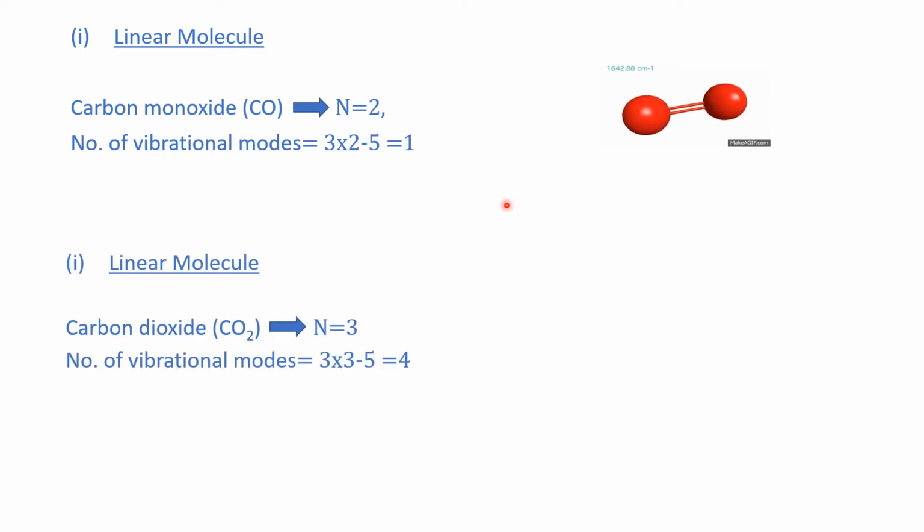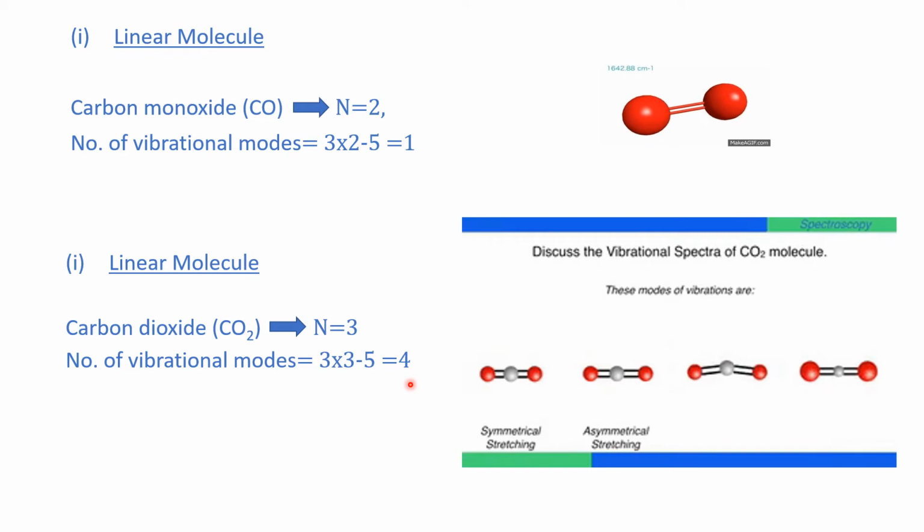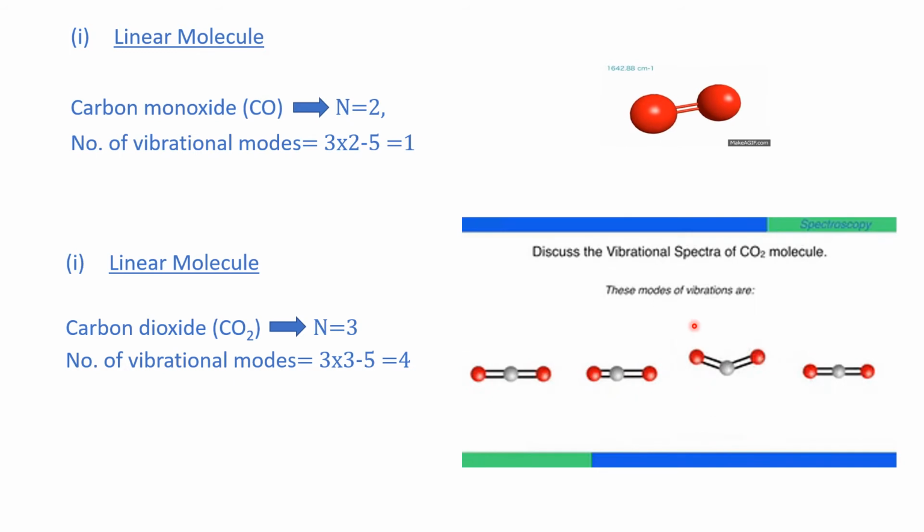Now, if we take the example of a polyatomic linear molecule, let's suppose carbon dioxide, here we have n equal to 3. Why 3? We have 1 carbon and 2 oxygens, so the total number of atoms is equal to 3. According to the formula, there will be 4 vibrational modes for the carbon dioxide molecule. These 4 vibrational modes are the symmetric stretching, the anti-symmetric stretching, and the bending. Here we have 2 types of bending: one is up and down, and the other is back and forth.